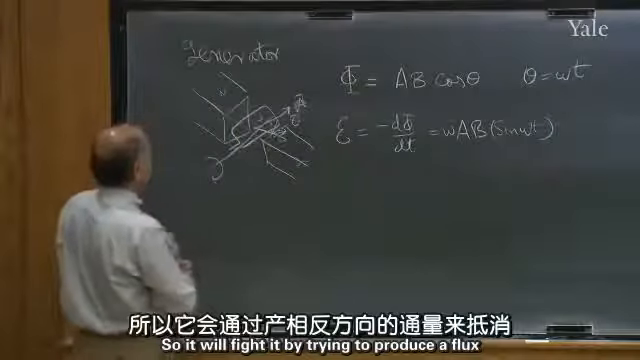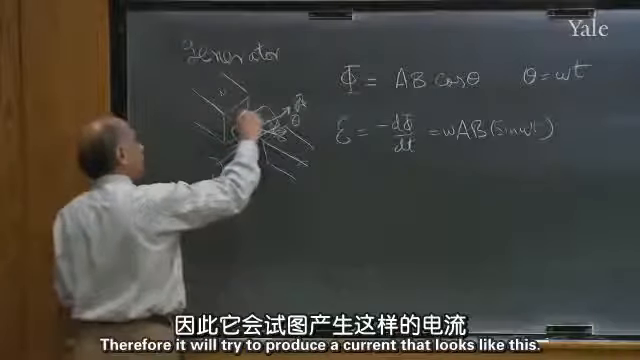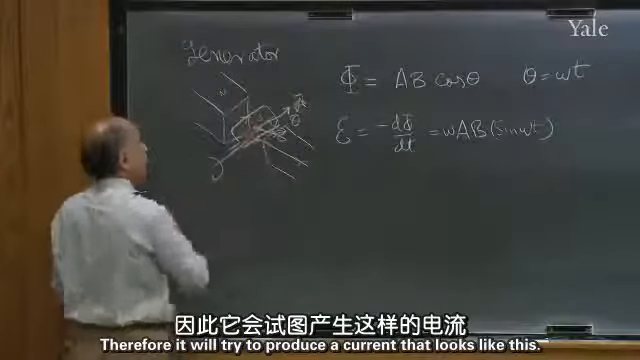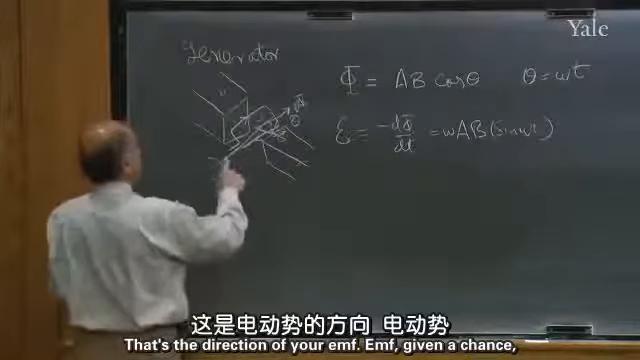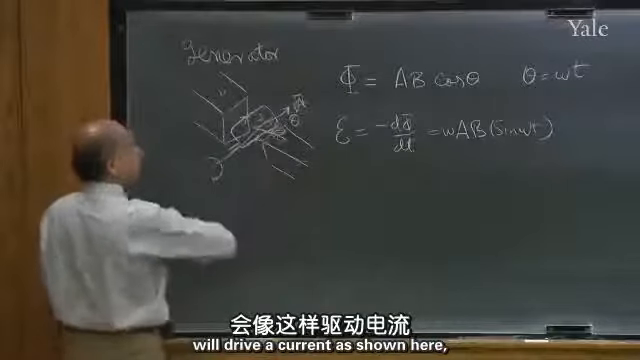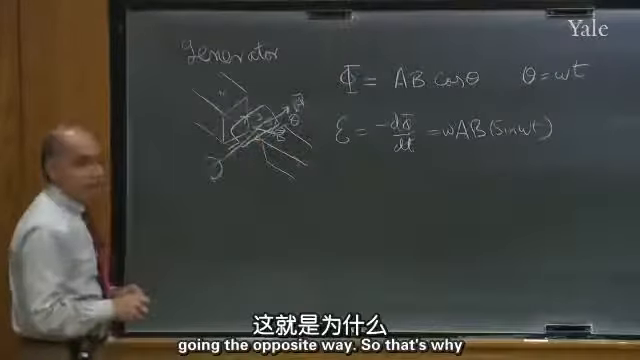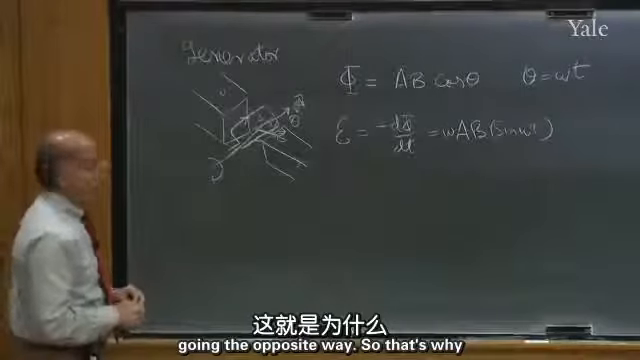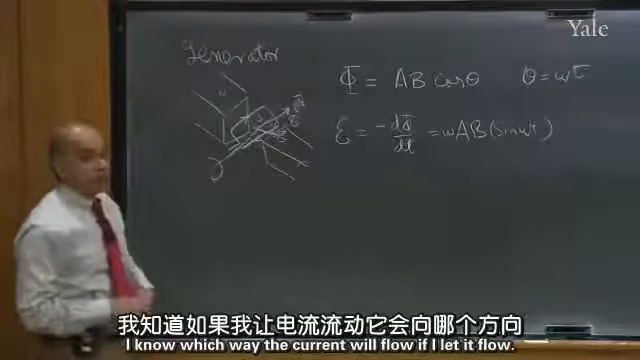So it will fight it by trying to produce a flux going in the opposite direction. Therefore, it will try to produce a current that looks like this. That's the direction of your EMF. Given a chance, the EMF will drive a current as shown here, because that one, by the right-hand rule, will have the flux going the opposite way. So that's why I don't care about the minus sign. I know which way the current will flow if I let it flow.